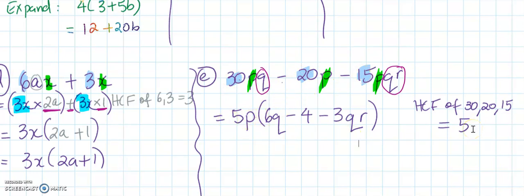So what I'm going to do over here is I'm just going to write down how we got each one of them. So we get the 6 by doing 30 divided by 5. We get the negative 4 by doing, or the 4 by doing 20 divided by 5. And we get the 3 by 15 divided by 5. Okay.